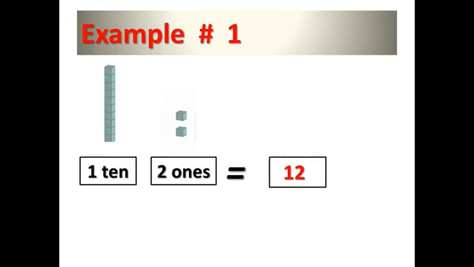So here we write 1 ten, 2 ones. 1 ten is 10 and 2 ones are 2. 1 ten and 2 ones make 12. So here we write 12.